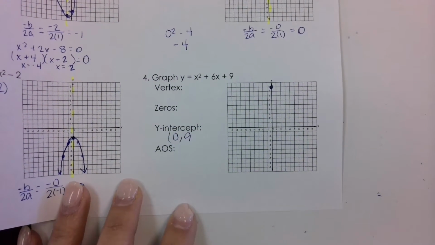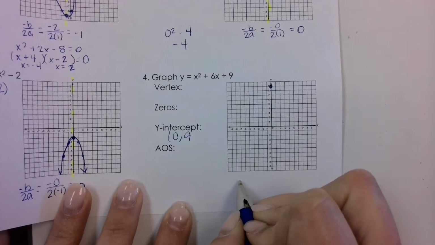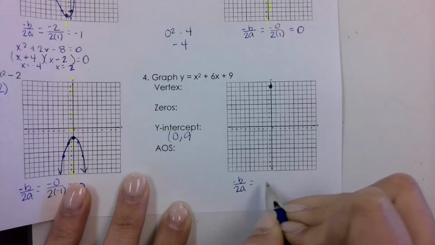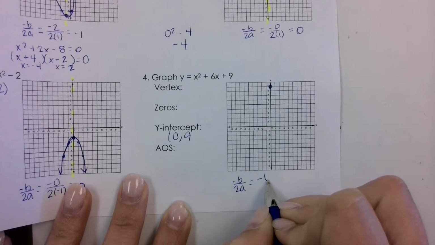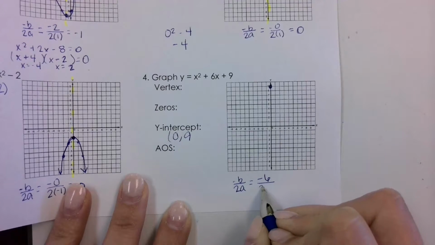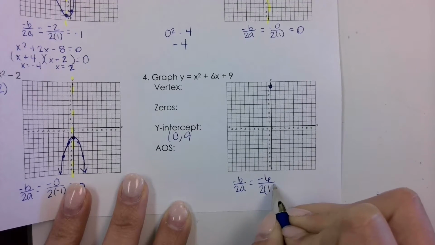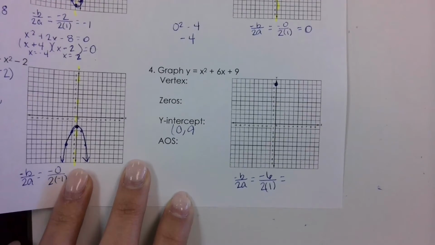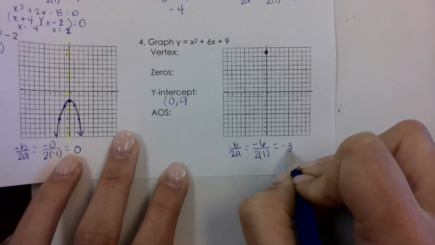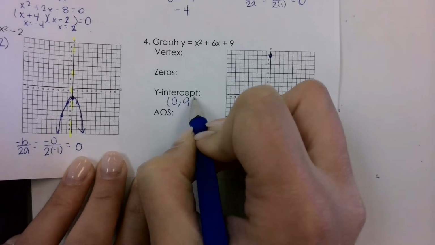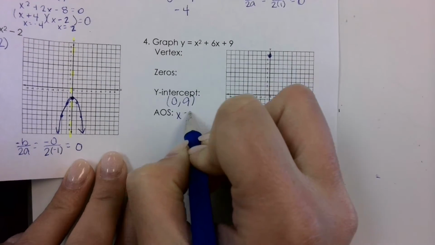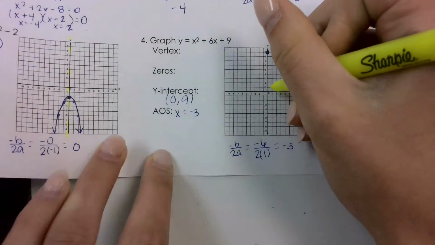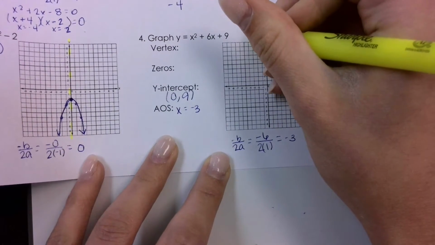Okay, let's find our axis of symmetry. What formula helps us do that? -b/2a. What is our b value? So we'll have -6 over 2 times a. What was a? 1. So you've got -6 divided by 2. What is that? -3. So for our axis of symmetry, we put x equals -3. We can plot that, or draw a dotted line at -3.